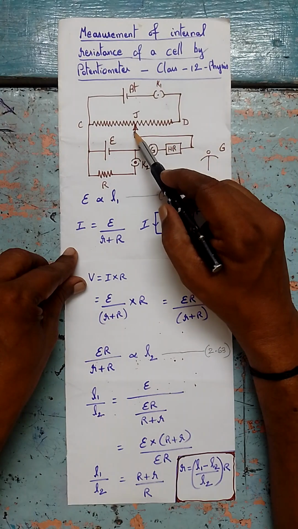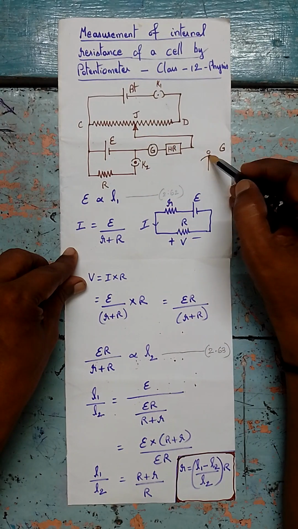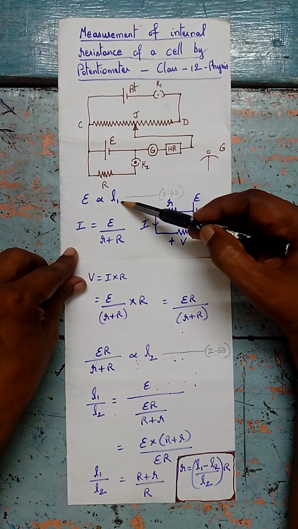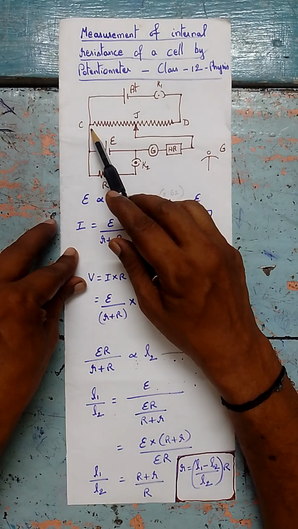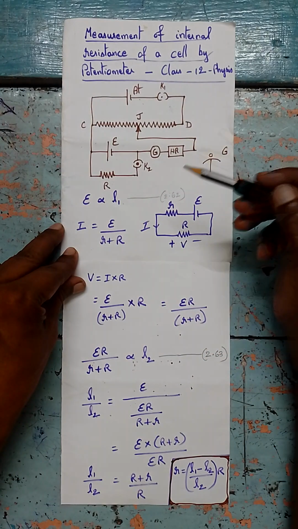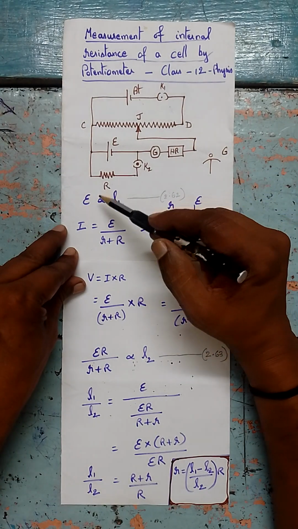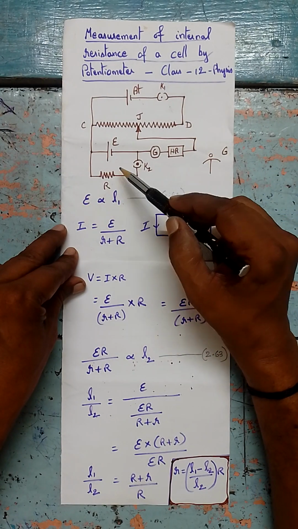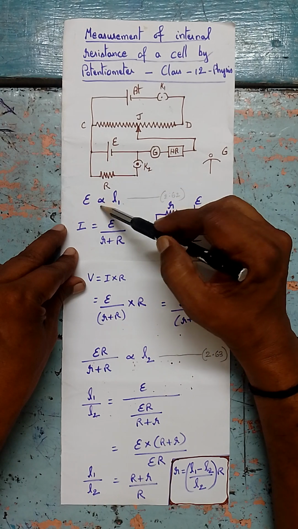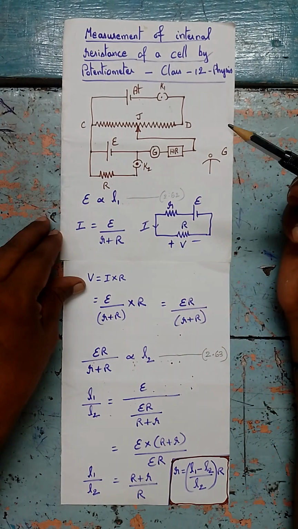Actually it will be oscillating. If you try to move this jockey in between, it will be oscillating between negative and positive values. At one point it will be 0. You stop at that point and find out the length, which is L1. Actually between C and D there will be a meter scale, so definitely you know the length. So the voltage of the unknown cell E is directly proportional to L1.